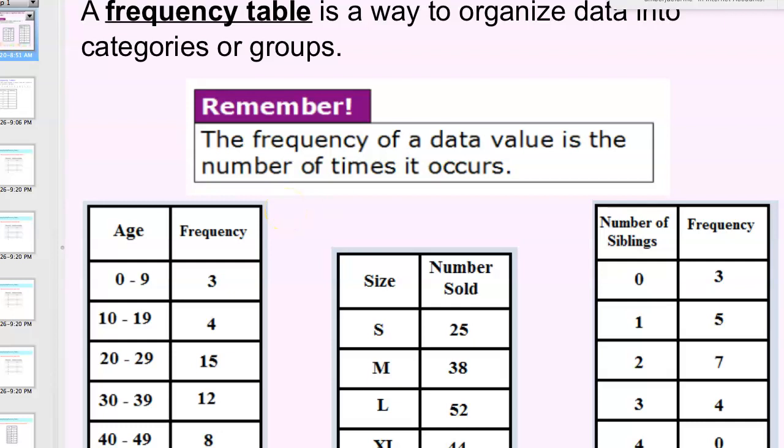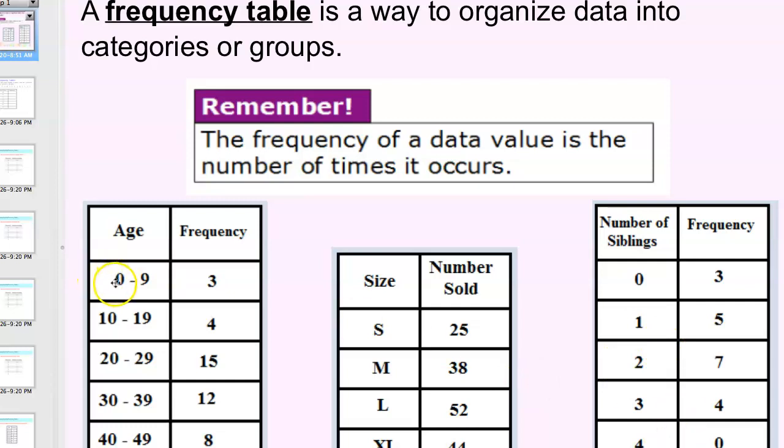Hi class, today we are going to learn about frequency tables and cumulative frequency tables, and then we're going to learn to interpret frequency tables. So a frequency table is just a way to organize data into categories or groups. Remember that frequency means how often something occurs, so the number of times something occurs. So these are all examples of different frequency tables.